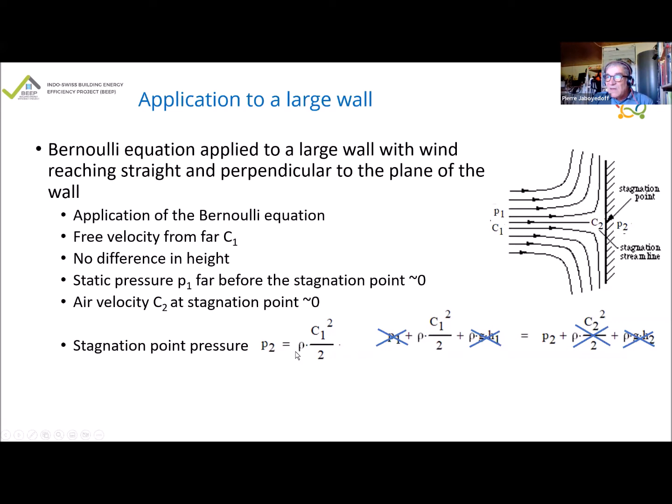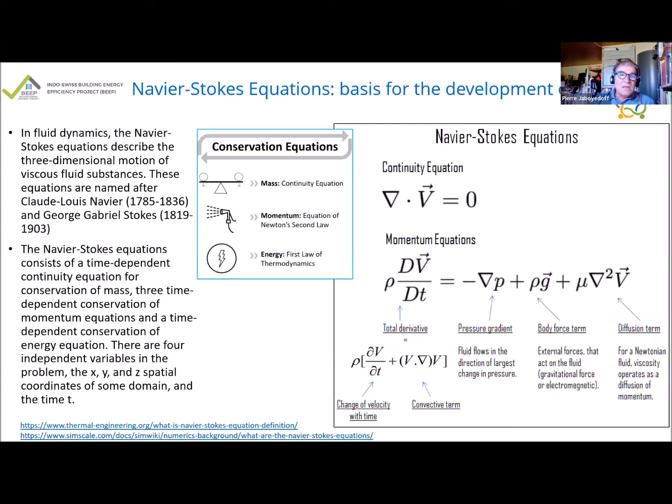So we come to the stagnation point, which is the pressure at the point where the flow comes and hits the wall and is at zero velocity. Then we come to the conclusion that what we call the kinetic energy or the total pressure is equal to the density times the square of the velocity divided by 2 far away. This is used for different things. The pitot tubes in aircraft are also based on this, more sophisticated in their analysis today, but basically it is still the same.